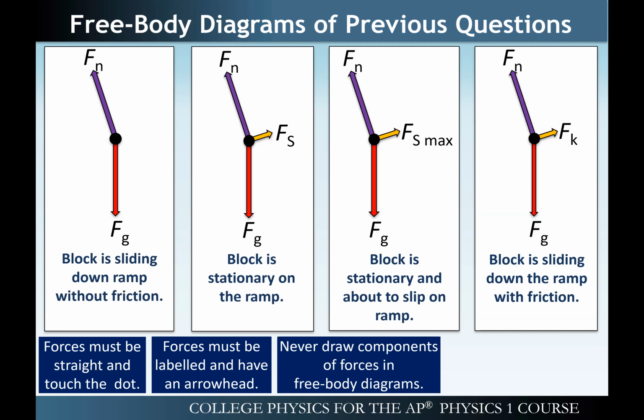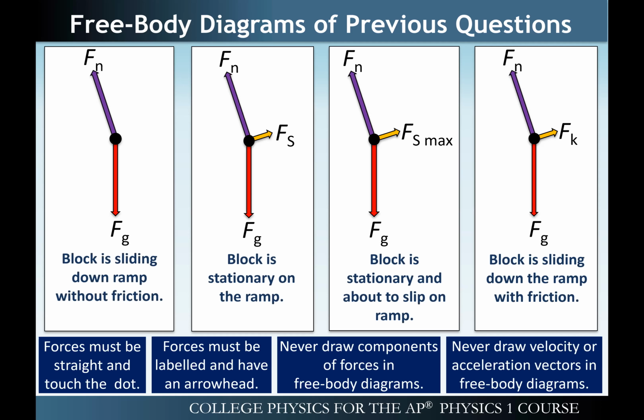Never draw the components of forces in free body diagrams. So even though there are components to this weight force, don't draw them on your free body diagram. You could replace the weight force with them later as you're solving the problem. But if the exam says draw the free body diagram, you don't include the components on it. And then never draw velocity or acceleration vectors on the diagram. You could draw them to the side if that helps you process, but you wouldn't draw them as part of the diagram, not connected to the dot in any way.